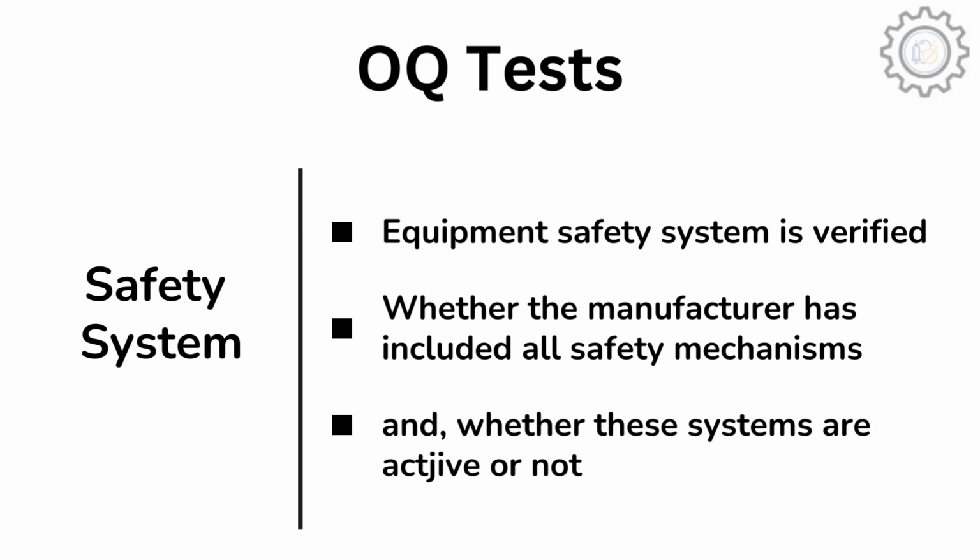Safety systems. Safety systems are an integral part of equipment in any industry, including the pharmaceuticals. They help in keeping the man, material, and machine safe from many hazards that can occur during manufacturing operation. During safety system verification, all safety mechanisms are verified. It includes whether the manufacturer has installed all the required systems as agreed during the design qualification stage. Secondly, whether these safety systems are activated or not, and they perform according to their desired functions and requirement by the buyer.